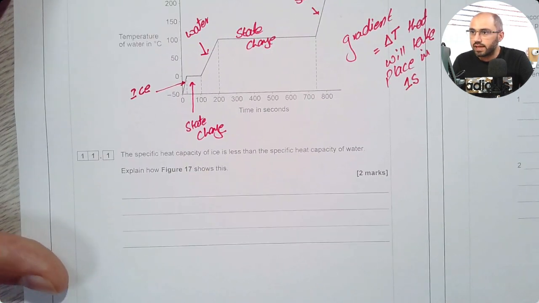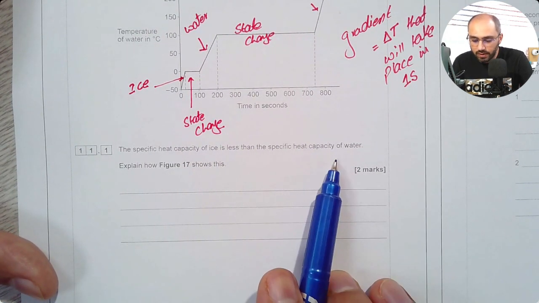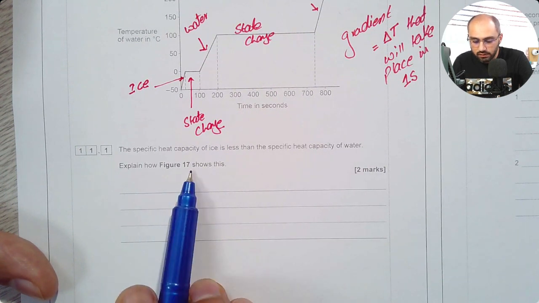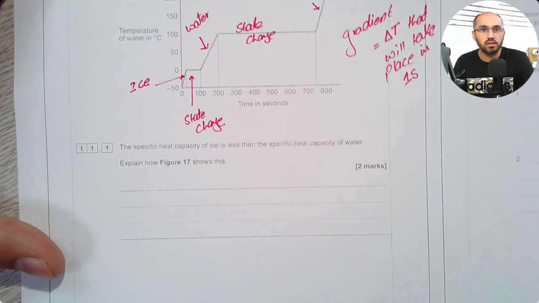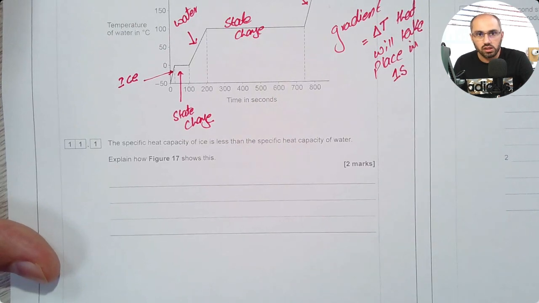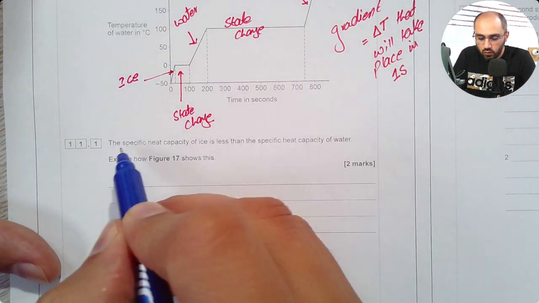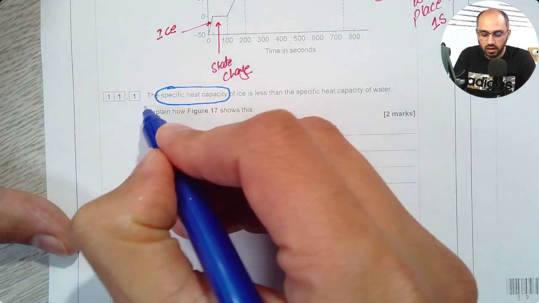Now the question says the specific heat capacity of ice is less than the specific heat capacity of water. Explain how figure 17 shows this. So they've given us a statement telling us that the specific heat capacity of ice is less than the specific heat capacity of water, and we have to explain this statement using results from this figure. Now I can't answer this question until and unless I know what specific heat capacity means. So let's remind ourselves about this.